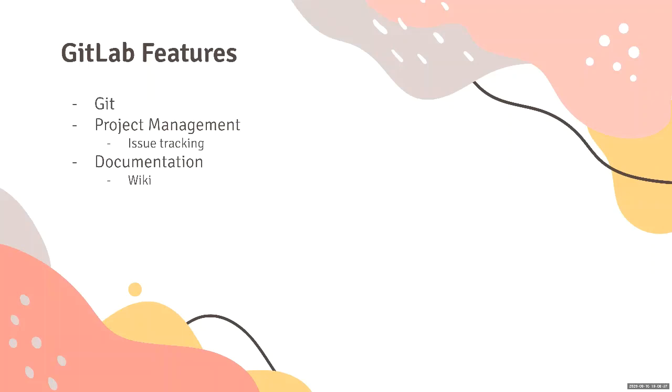There's a few reasons why we use GitLab. One of the main reasons is its Git functionality, of course. But there's also project management and documentation fields to GitLab. So there's wikis on GitLab, and there is issue tracking, like epics, if you haven't already been introduced to that yet.